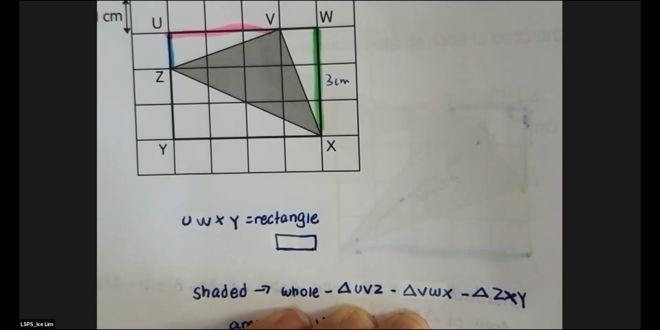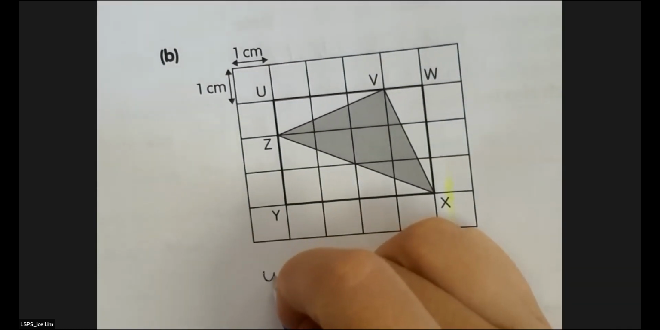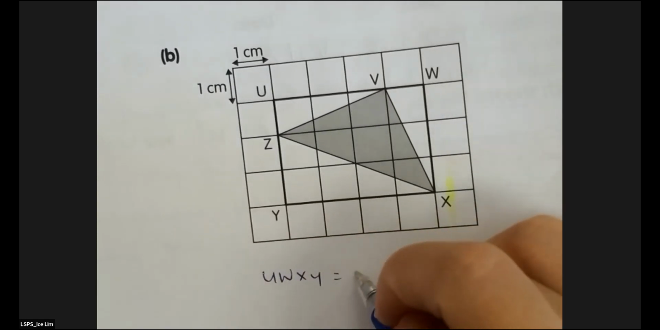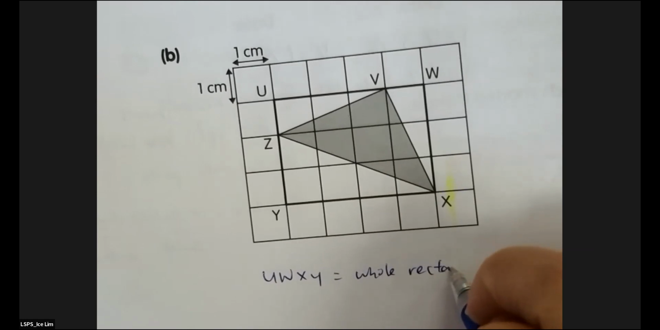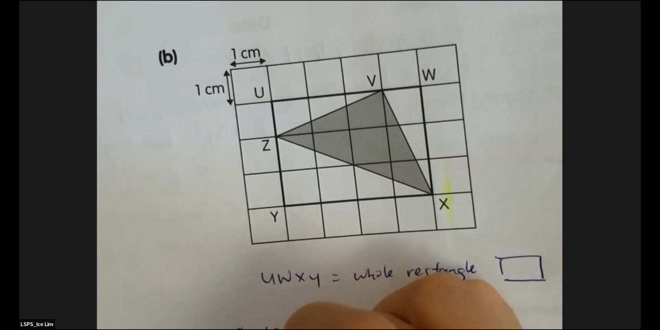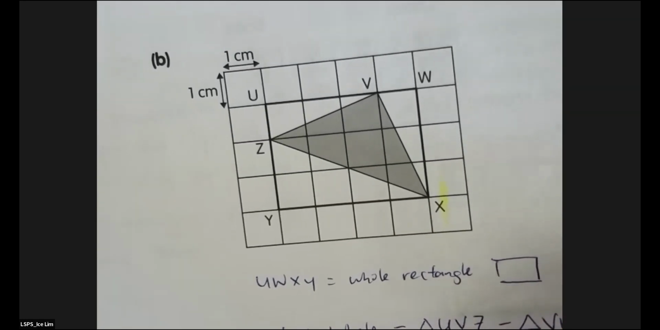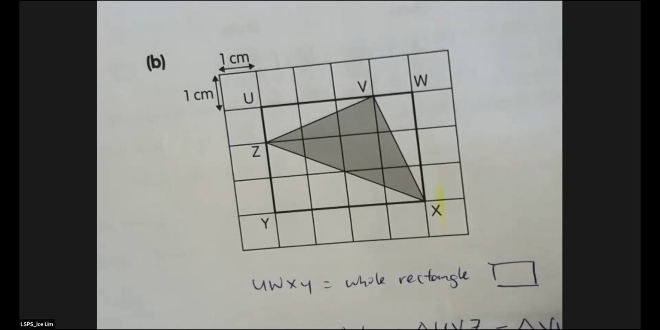Can you understand this statement? Yes or no? Yes. I shall copy the same statement as what Raul wrote. UWXY is the whole rectangle. To find the shaded area, I will use the whole rectangle minus triangle UVZ minus the triangle DWX minus the triangle ZXY.